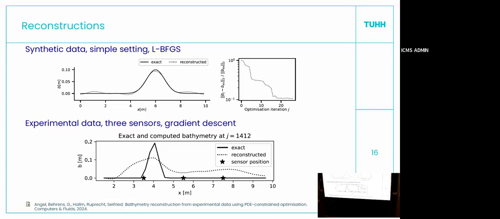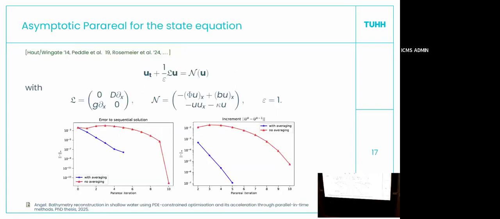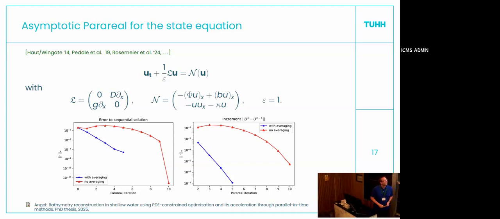So to do this now parallel in time, we have to solve the two equations that behave very differently in principle. So we have the state equation, nonlinear shallow water, which we can treat nicely with this asymptotic parareal that you've heard about before. You slightly have to rewrite the system, but you get it in a form that fits here. And you nicely see the improved convergence.